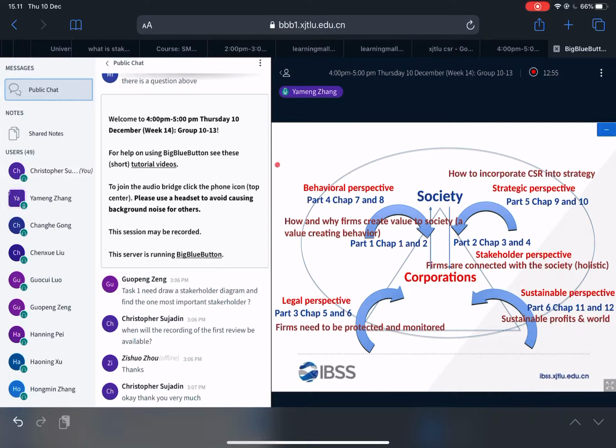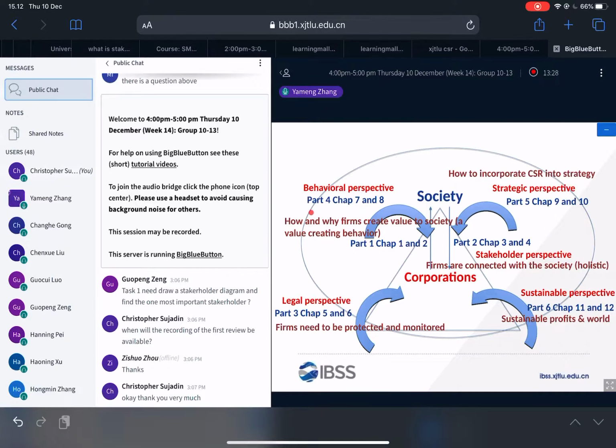And for part 4, the behavior perspective, when we talk about CSR, we know that in the legal perspective, firms and corporations are also called a legal person, right? So they are just like an individual living in this world. They have different types of behavior. They conduct different types of behavior. And CSR is just one specific behavior of the firm. That is a value creating behavior.